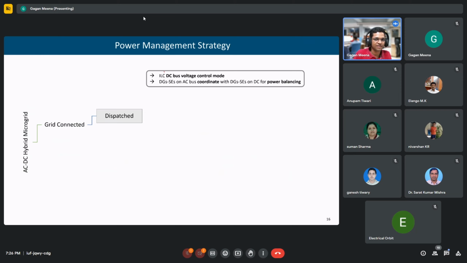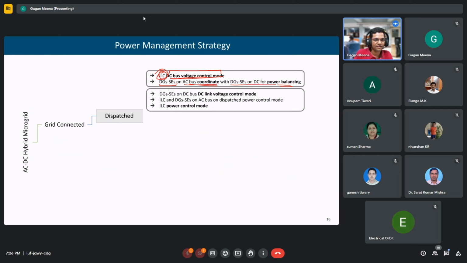In dispatch mode, the interlinking converter operates in DC bus voltage control. It ensures DC bus voltage control, and the generators and storage on the DC side coordinate with each other for power balance. DC bus voltage control is done by the interlinking converter, and DGs and storage on the DC bus are in power control mode. So these are two different strategies. Either we can do this or do this.